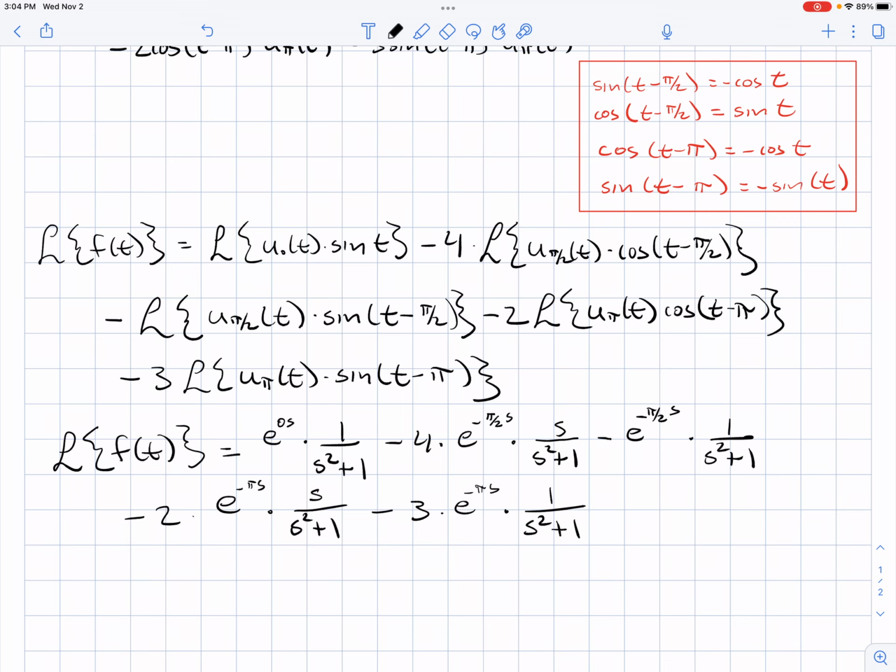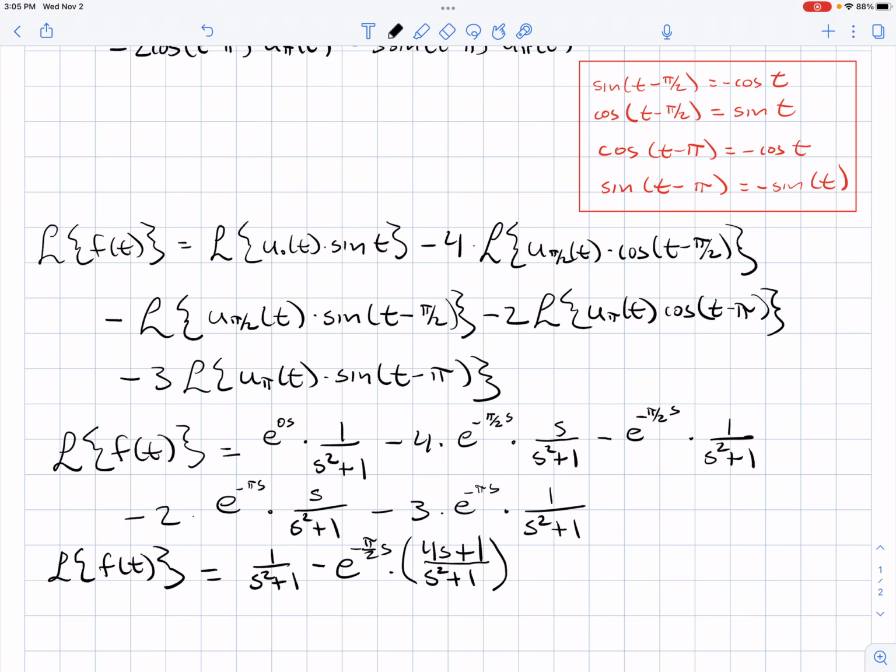Whew. And then we still have to do a little more work here. Essentially just cleaning this up. We can clump some things together. E to the 0 is just 1, so we just have this 1 over s squared plus 1 term. These two right here, we can factor out the e to the negative pi over 2s, so I'm going to do that and just get minus e to the negative pi over 2s times 4s plus 1 over s squared plus 1.